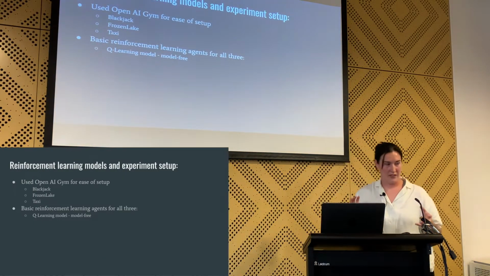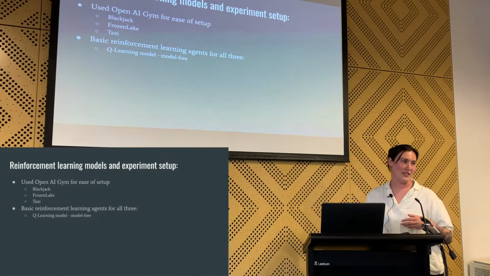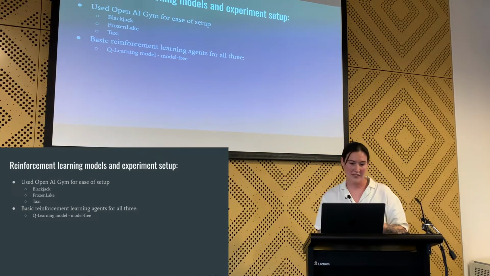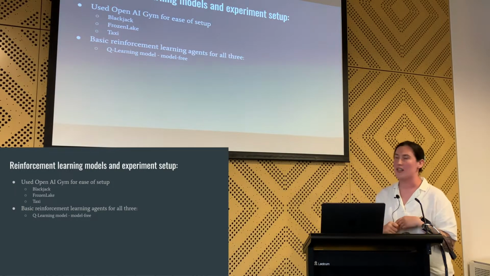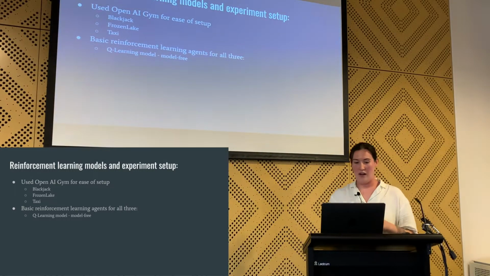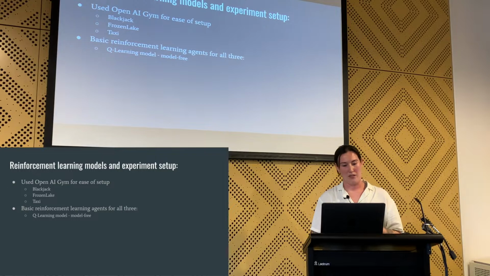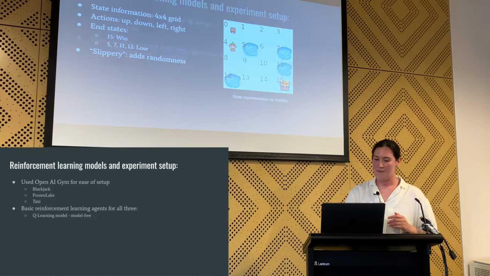So I'll just quickly touch on the environments I used to extract data from. I just used a very simple OpenAI Gym to get them up and running quickly. So I used Blackjack, Frozen Lake, and Taxi. For this presentation, I got the most useful and informative data from Blackjack, but I will go over all of them. And all of the agents were model-free Q-learning agents. I'm not really going to go into detail about the training process here, because it's not really the focus of the presentation, but I'm happy if anyone has questions.